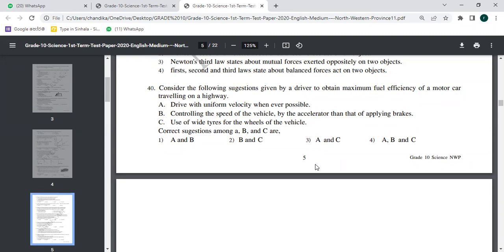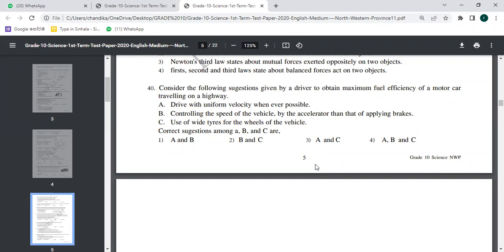Uniform velocity whenever possible. If you increase the velocity, more and more fuel is burned. Controlling the speed of the vehicle by the accelerator rather than applying brakes. If you apply brakes, kinetic energy is wasted. At that time fuel efficiency decreases. The first two are correct.